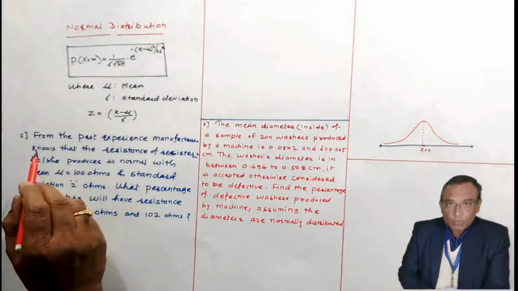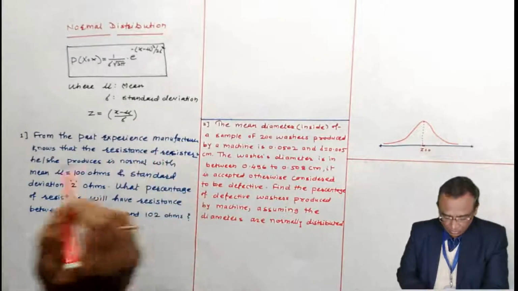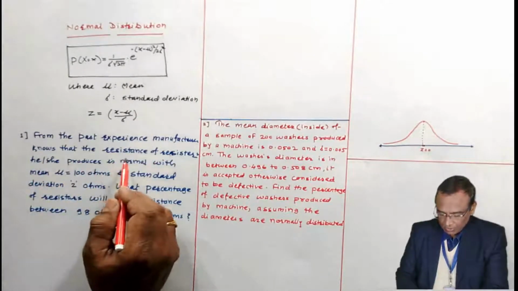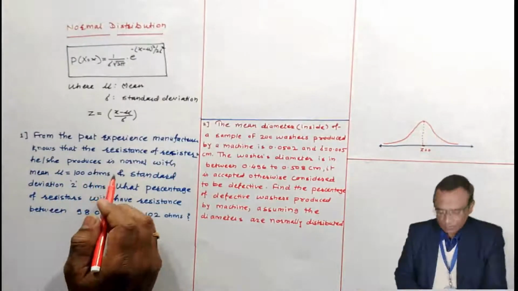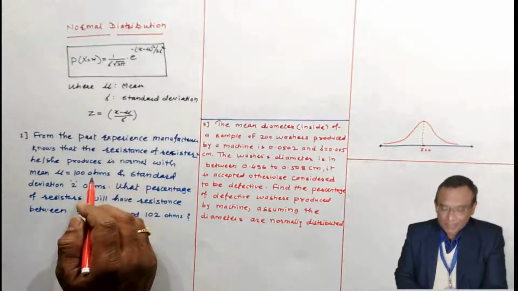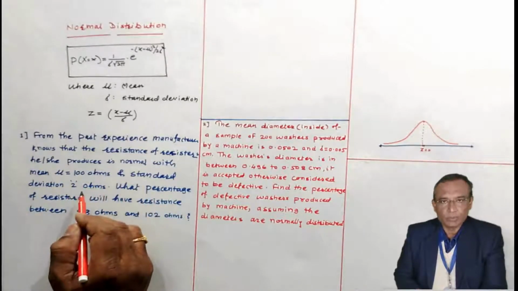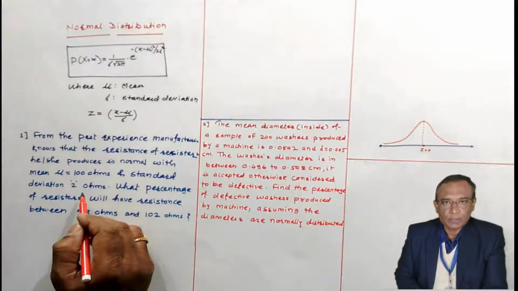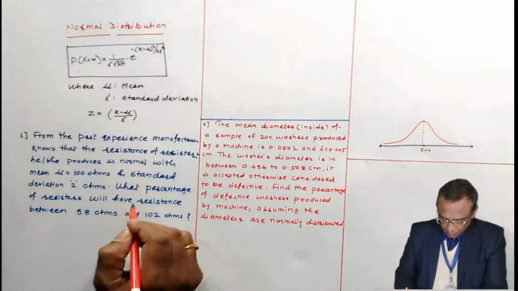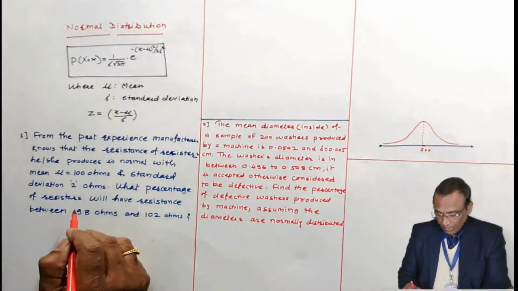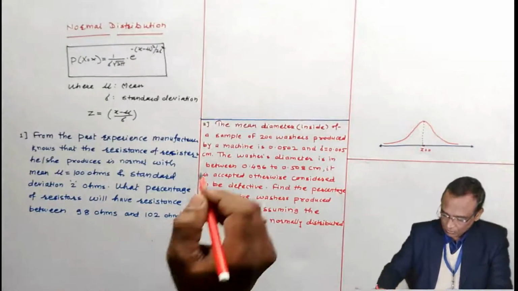Very quickly, I am going to read the problem. From past experience, the manufacturer knows that the resistance of the resistors he or she produces is normally distributed, with a mean resistance of 100 ohms and a standard deviation of 2 ohms. This is the available information. What is asked is: what percentage of resistors will have resistance between 98 ohms and 102 ohms?